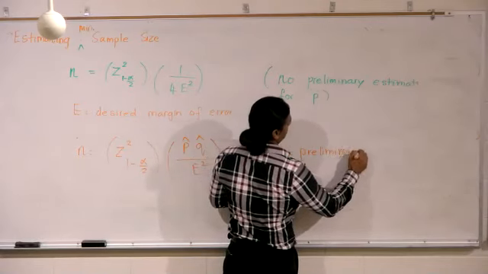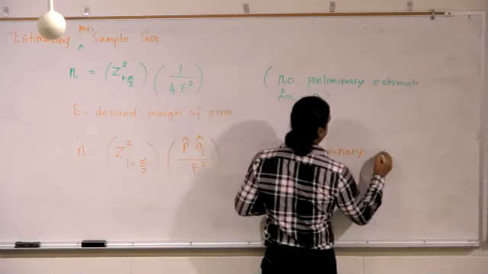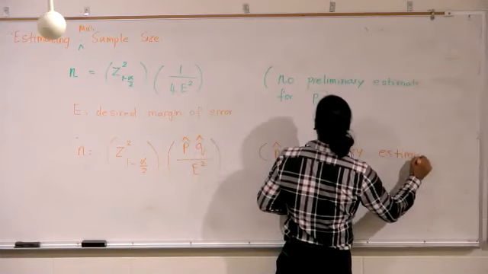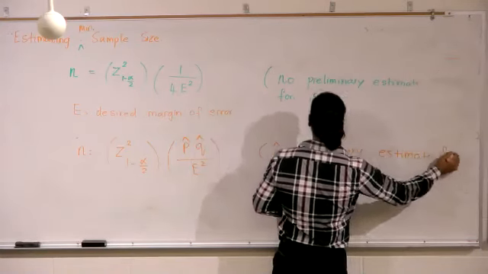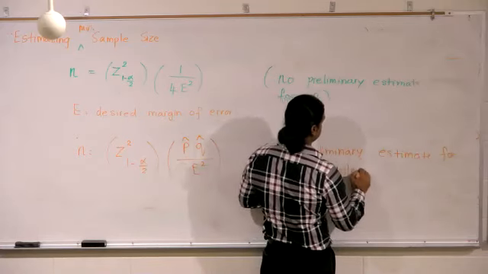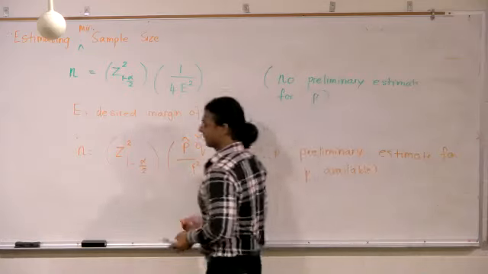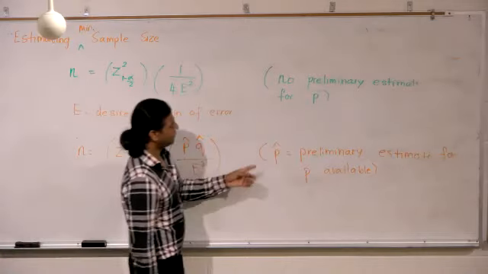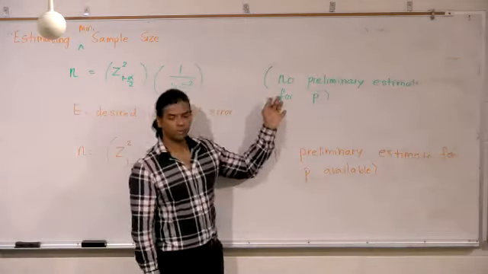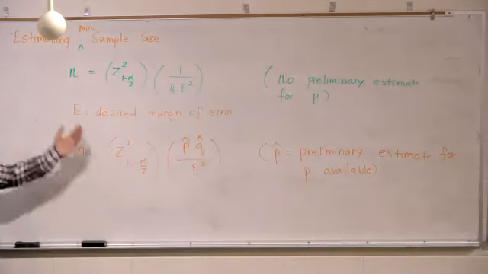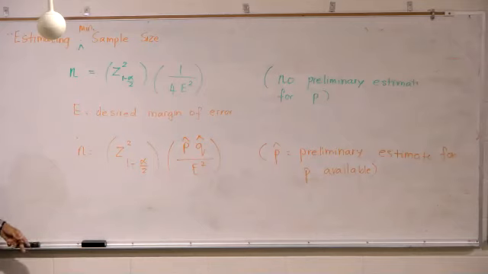What will happen in most of the cases? Will you have a preliminary estimate? That's a good question. In practice, we wouldn't have a preliminary estimate all the time. And if we don't have one, we always use this particular formula. You don't even have to memorize both.